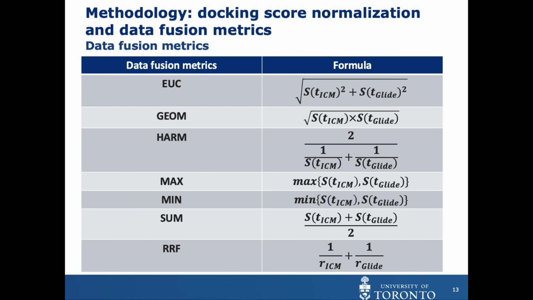After we get the normalized score, we are going to use the following data fusion metrics to combine the Glide and ICM score to produce the consensus scores. In this study, we are giving equal weight to Glide and ICM score. The data fusion metrics we used are Euclidean norm, geometric mean, harmonic mean, maximum, minimum, average, and reciprocal rank. Their formulas are shown in the table.